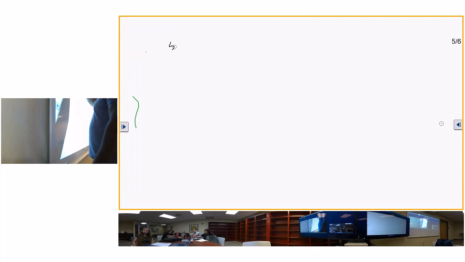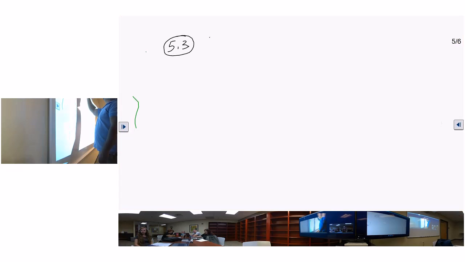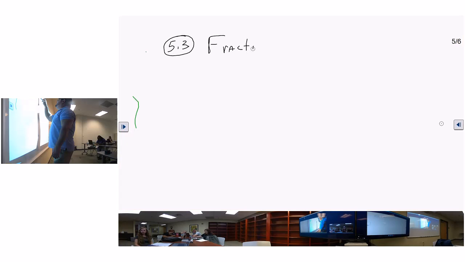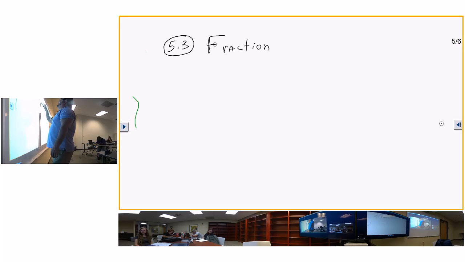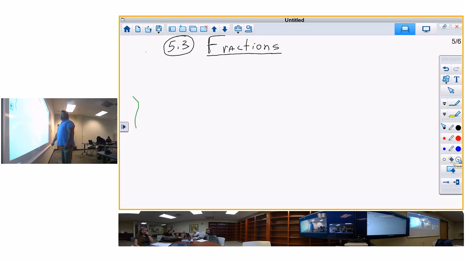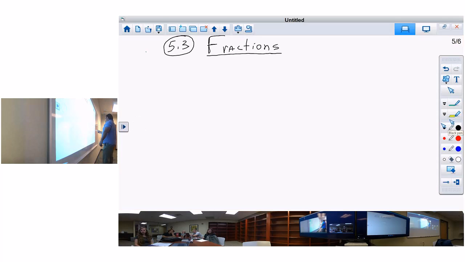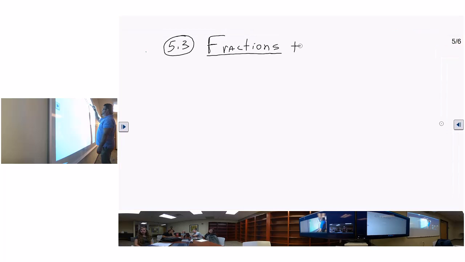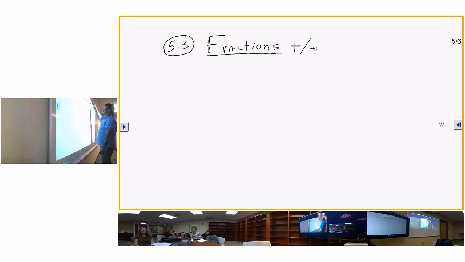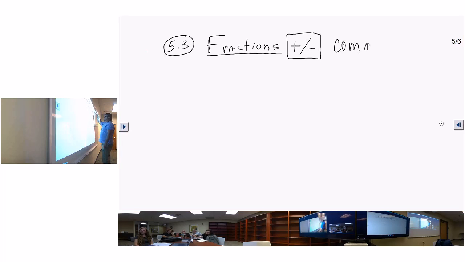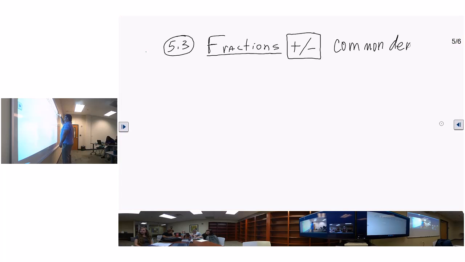Okay, 5.3 is basically fractions. And I'm really going to hit on adding and subtracting fractions because that's where everybody has the headaches. Okay? And the adding and subtracting of fractions is directly tied in to the least common multiple. Because to add or subtract fractions, what is it that you must have? Common denominator. Common denominator. And the common denominator is a 25-cent word for the least common multiple.